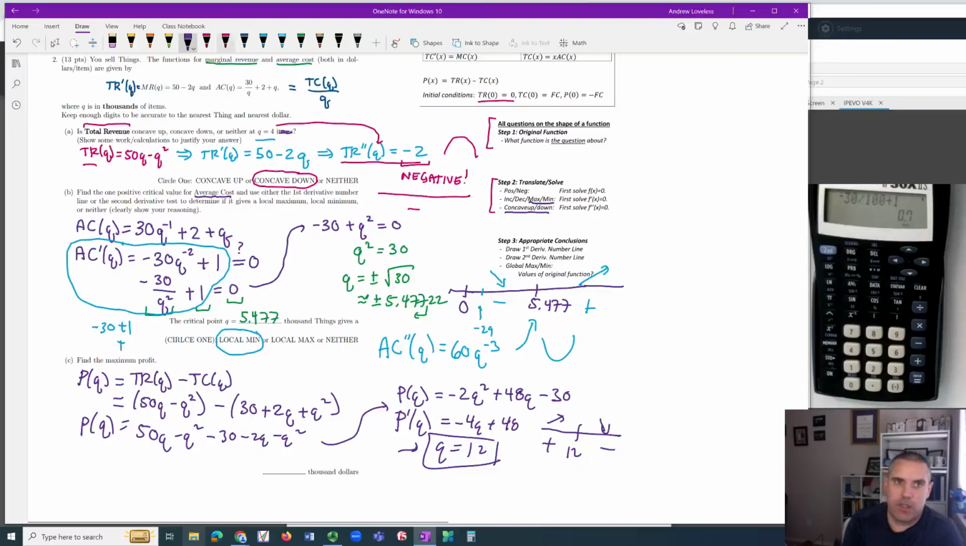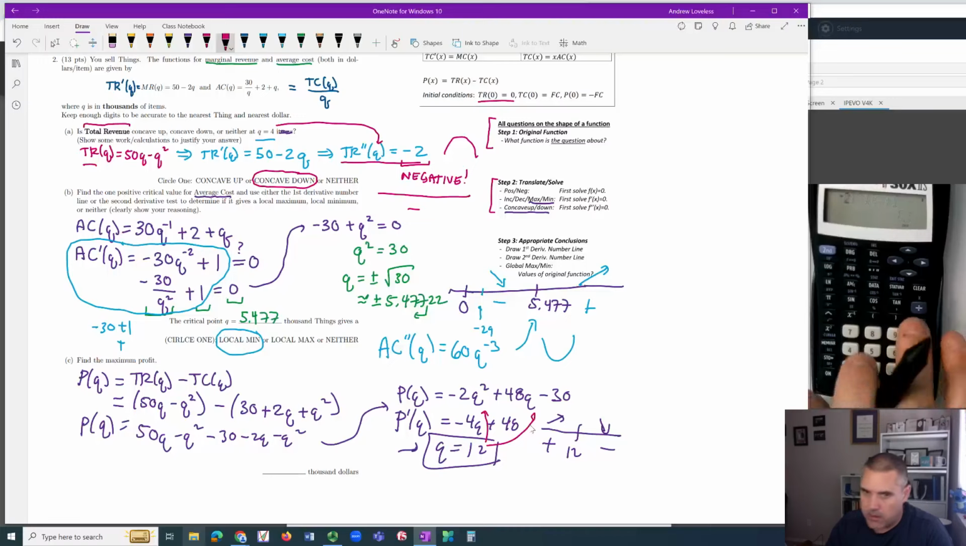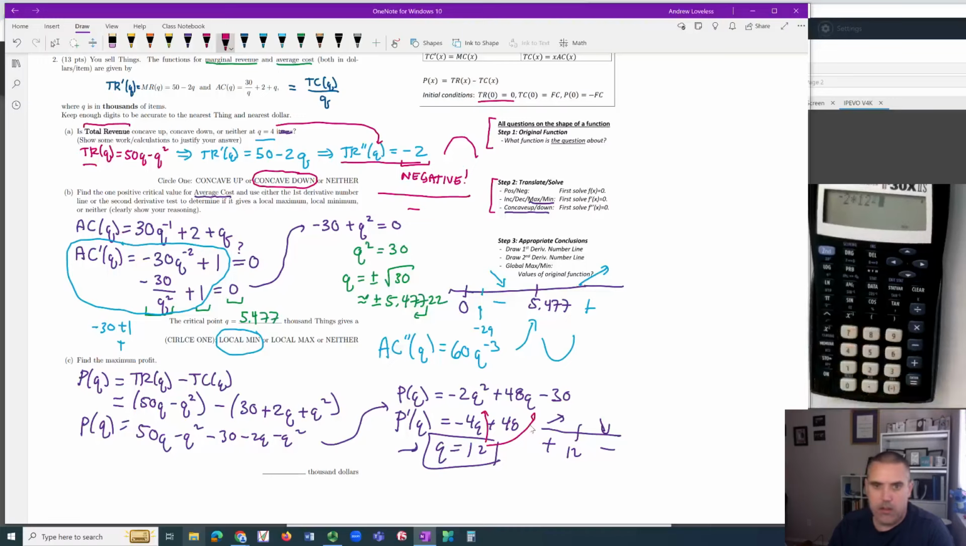But the last piece of the puzzle is it's asking for maximum profit, and so we're going to plug this in here and see what we get. So let's see what we get. Negative 2 times 12 squared plus 48 times 12 minus 30. So we would have 258.